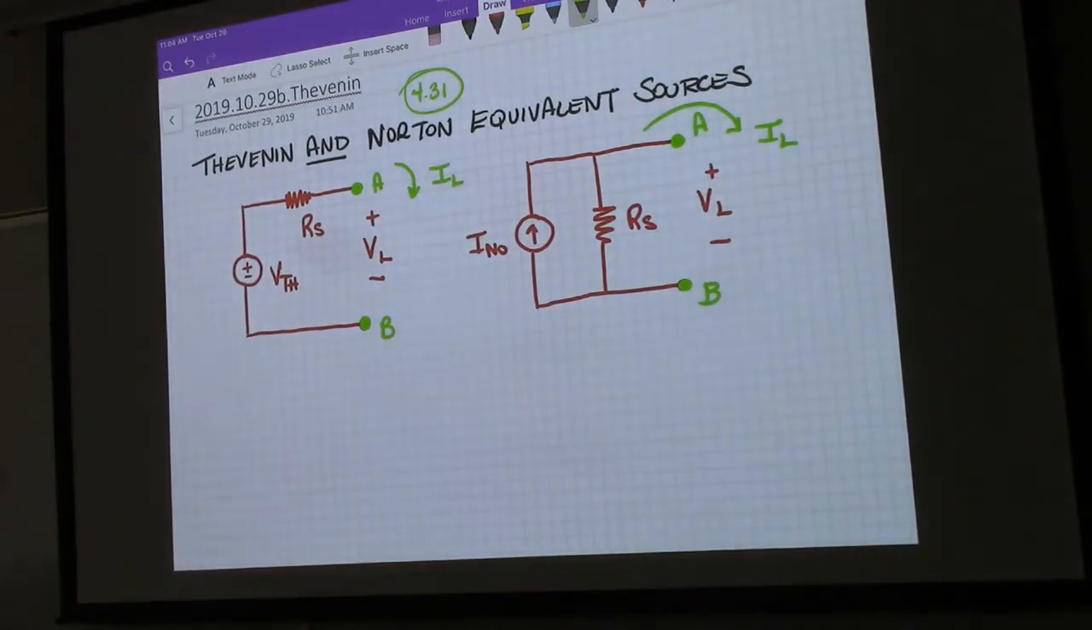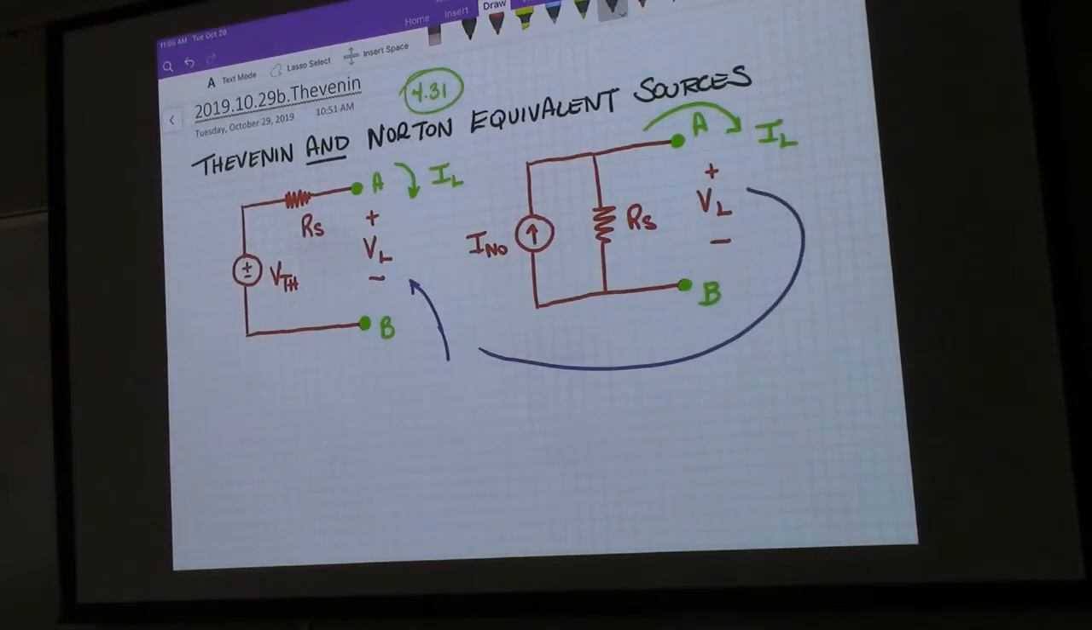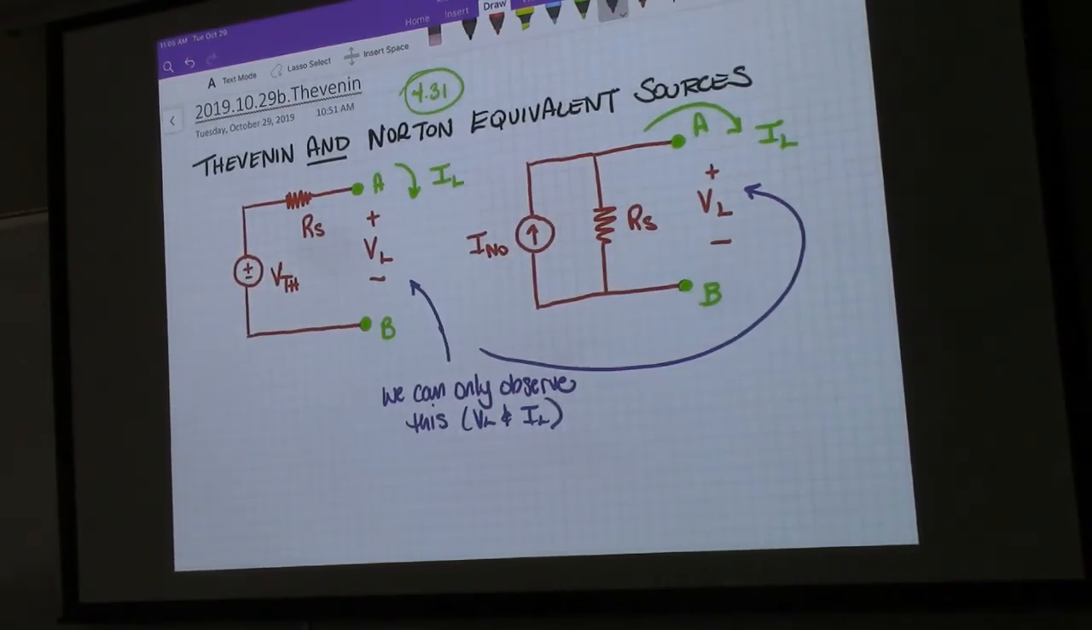Okay, now one important thing to note about the Thevenin and Norton equivalent sources is that we can only see what's going on at the load or the output terminals. So we can only observe this, VL and IL. So when we talk about the Thevenin and Norton equivalent sources, we are going to be using VL and IL to try to figure out what's going on inside of the circuit.